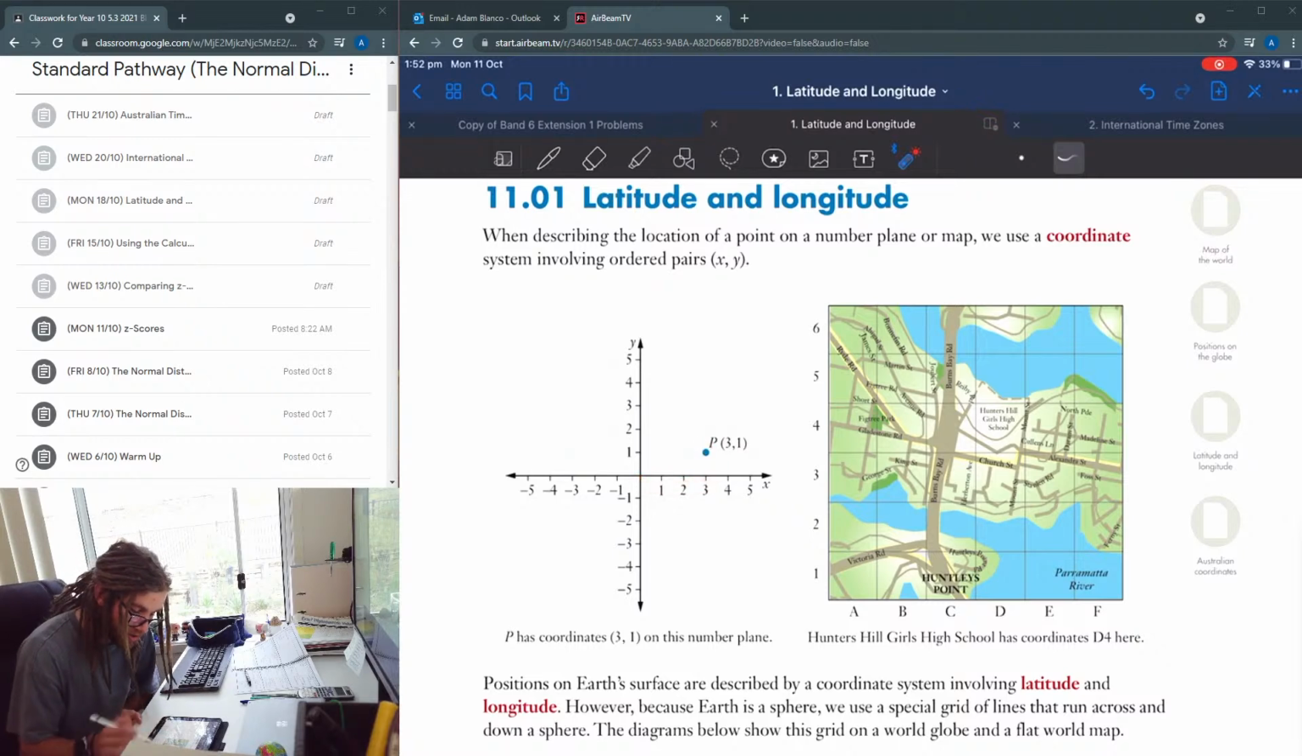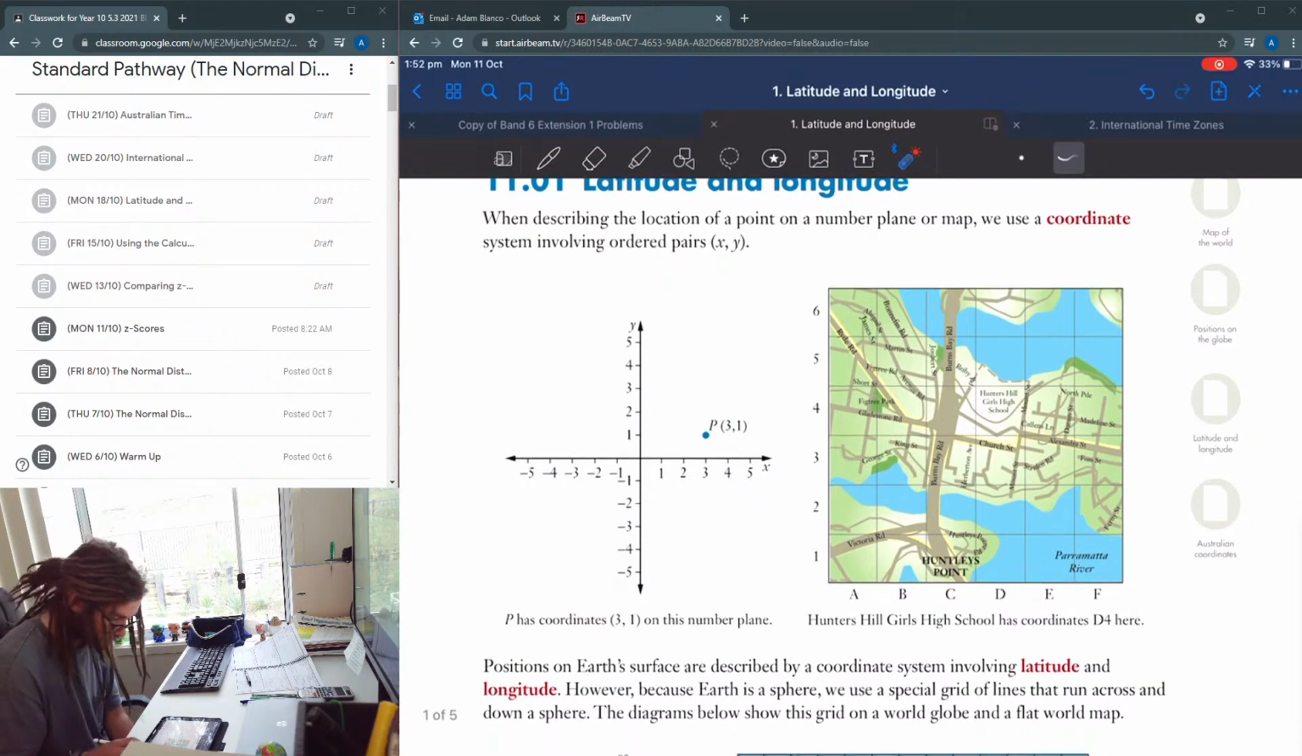And it's the same with a grid or a map: you go across first. So if I was looking for Hunter Hills Girls High School at D4, I'd go across D units, and then I'd go up 4 units, and then it would be sitting here. So again, we go across before we go up. You wouldn't call this coordinate 4D, you call it D4, just like you wouldn't call this coordinate 1,3, you call it 3,1. So it's important that the order is preserved.